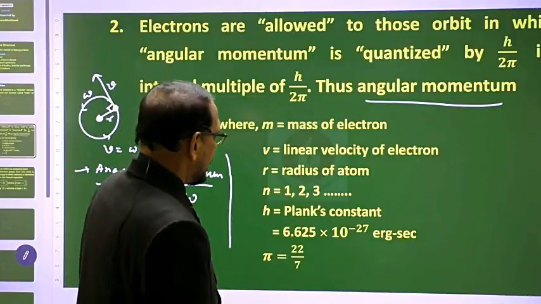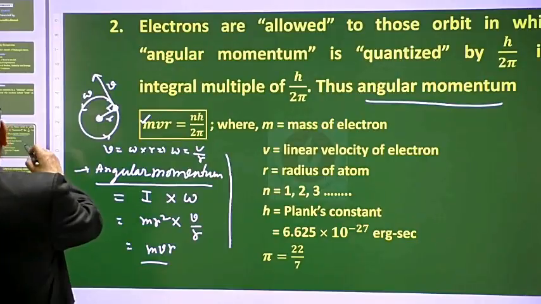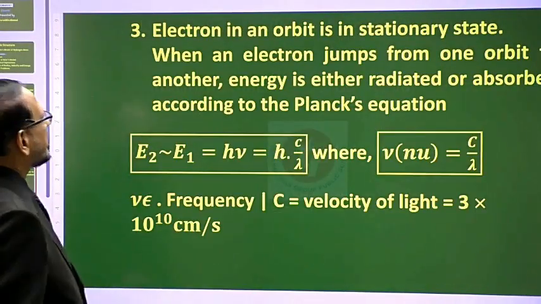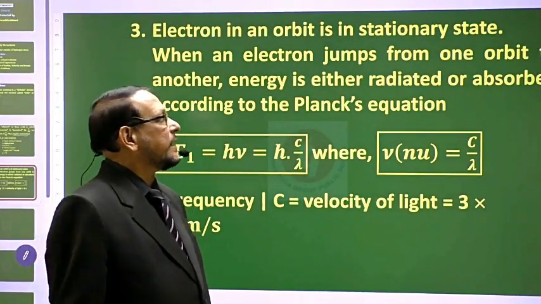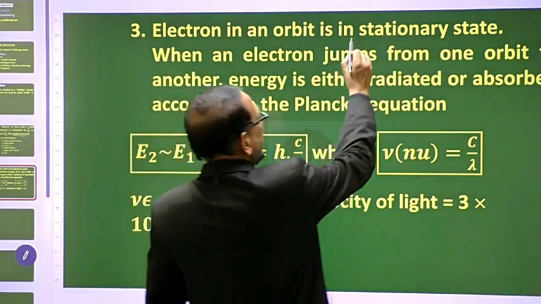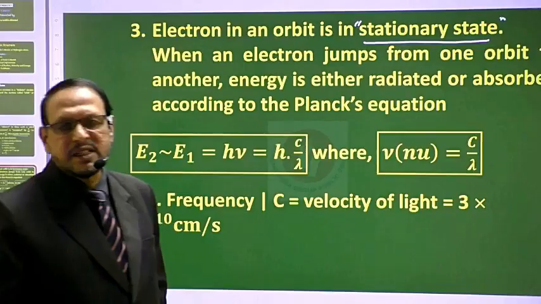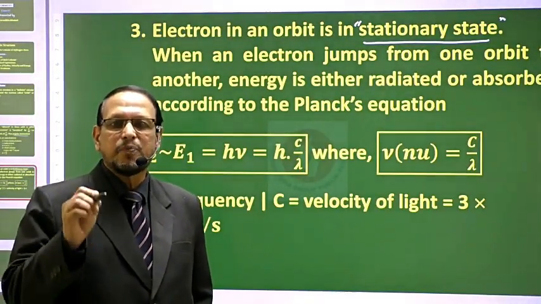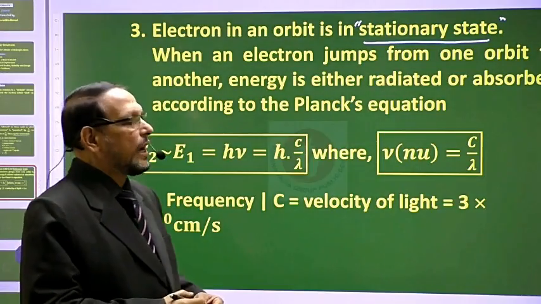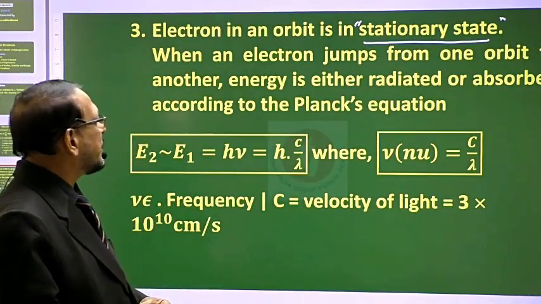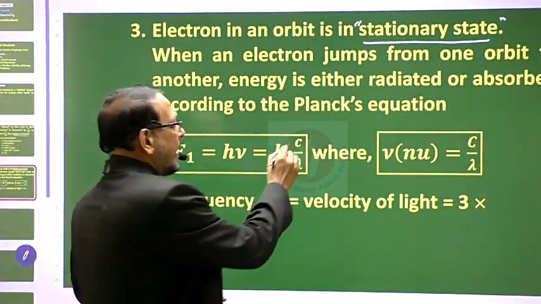The second postulate is done. From here, at the end I will try to give one question. Now postulate number 3: the electron in an orbit is in a stationary state. Stationary state does not mean that the electron is fixed. Stationary state means that the energy of the electron in that orbit is fixed. When an electron jumps from one orbit to another orbit, energy is either emitted or absorbed, according to Planck's equation.